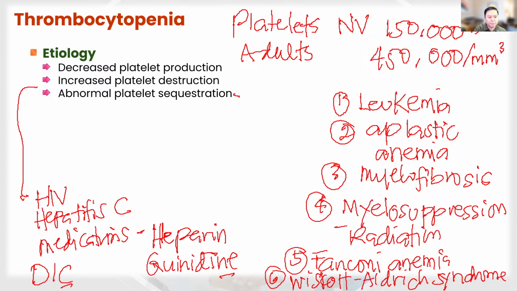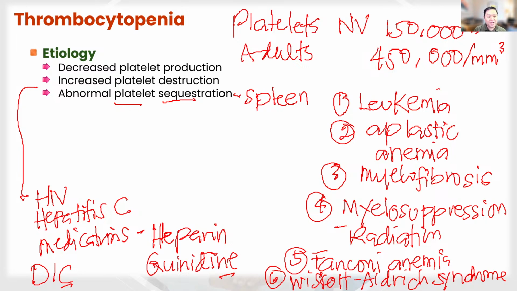All right, please don't get confused. When you encounter this term right here, abnormal platelet sequestration, these are pertaining to those disorders that can affect the spleen, wherein the platelets may be sequestered and will not readily be available for circulation.